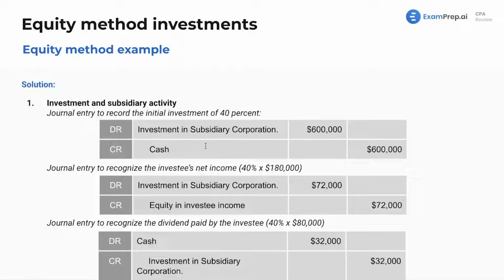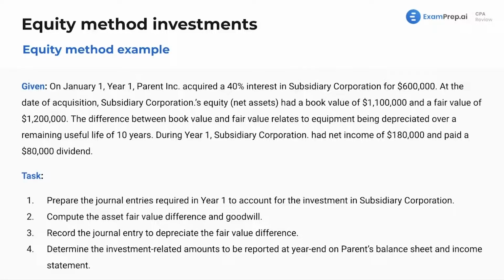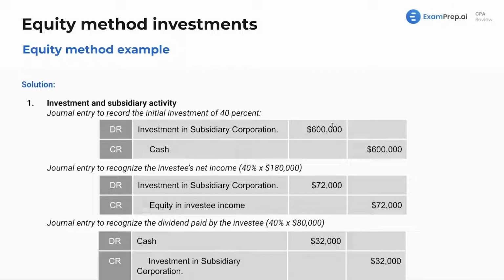All right, well, like we saw before, here are our journal entries, right? This is literally the journal entries we just saw before. Well, what did we pay to acquire this? We paid $600,000. Cool. So we now have a debit to an asset of investment in subsidiary. We have a credit to an asset of cash. And that's just us buying our investment in it.